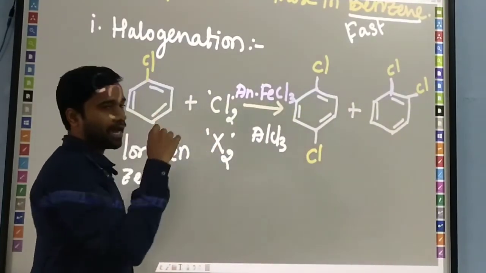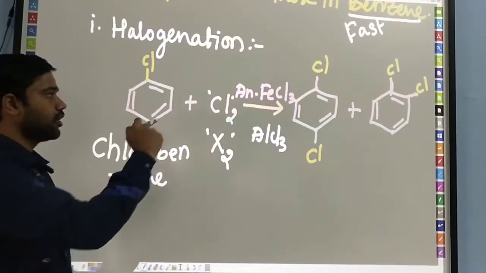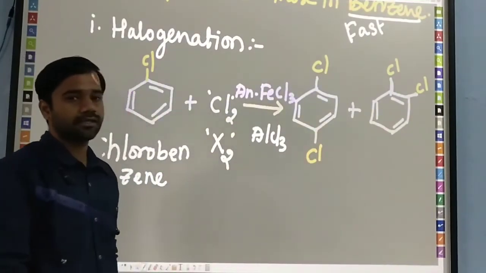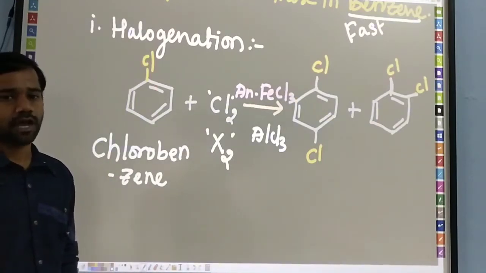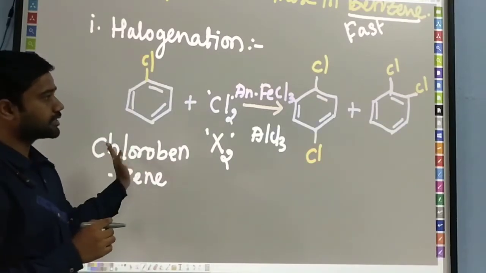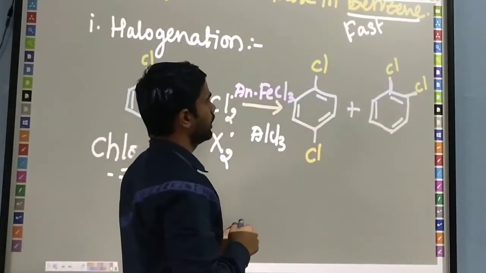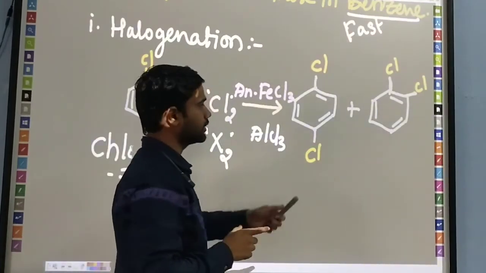You may write either FeCl3, which should be anhydrous, or in the presence of anhydrous AlCl3, known as the aluminium trichloride complex. In the presence of that, this halogenation reaction will proceed. Let's see the products. What types of products are going to be generated in this case?